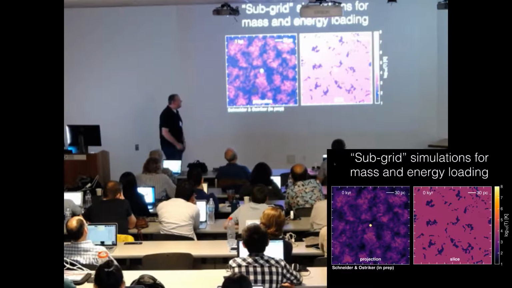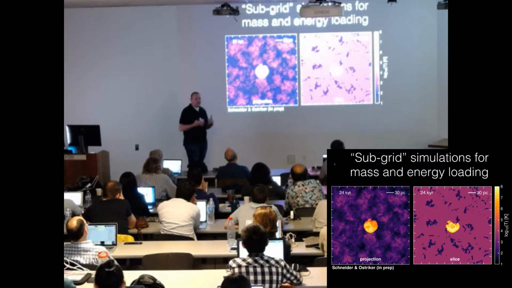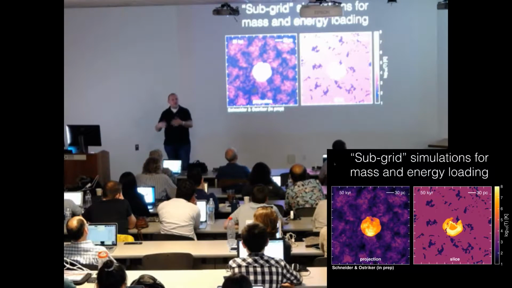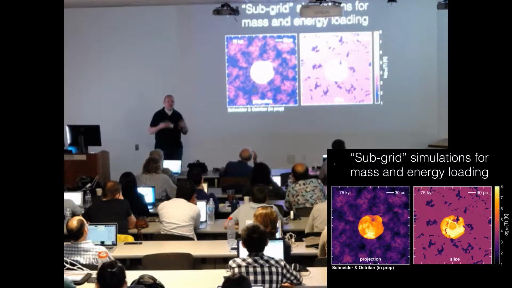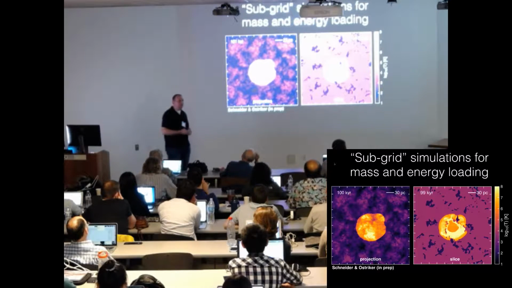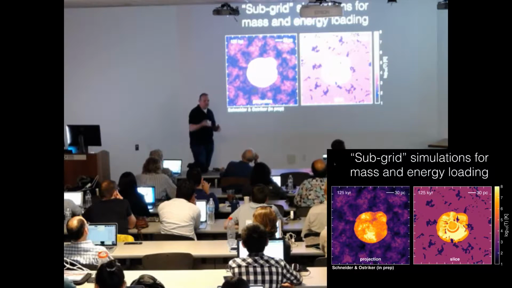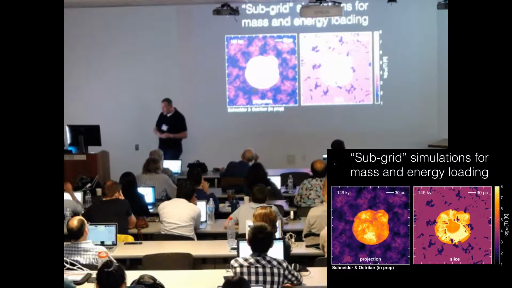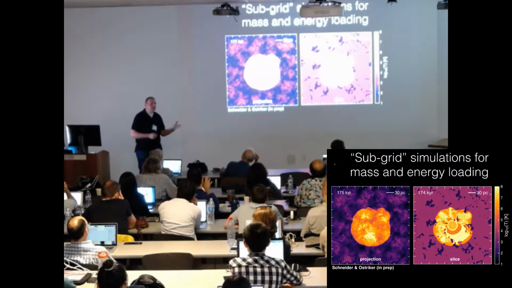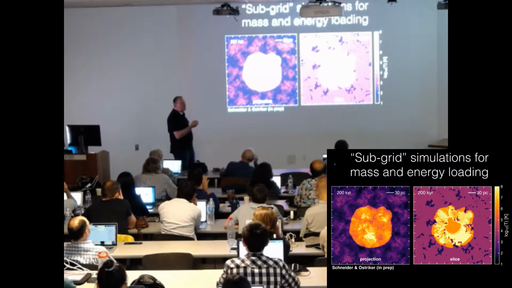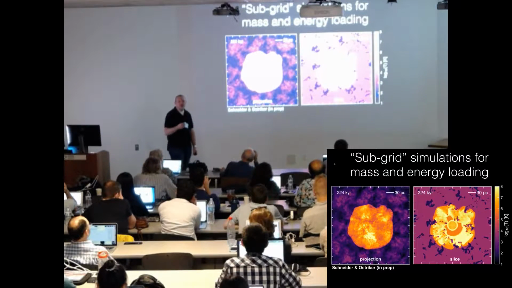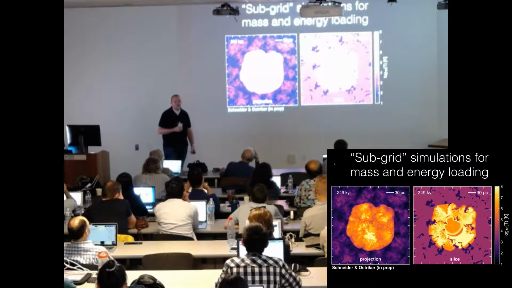So one of the things now that we're trying to do is to improve the feedback prescription. So we're gaining in complexity. Eventually, we're going to have a full model of the ISM and driving supernova based on calculations like what Vadim was talking about. But one of the things we need to do is to understand whether the mass loading on small scales is realistic for a cluster of supernova going off.